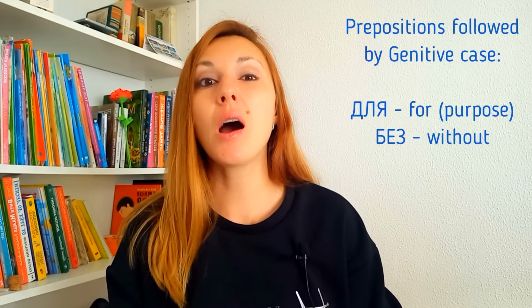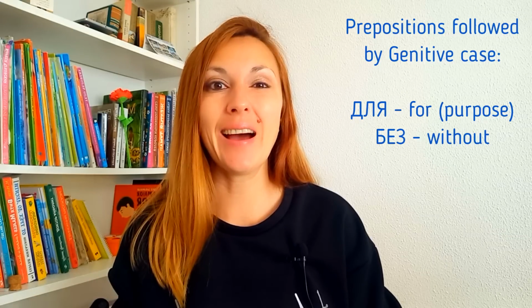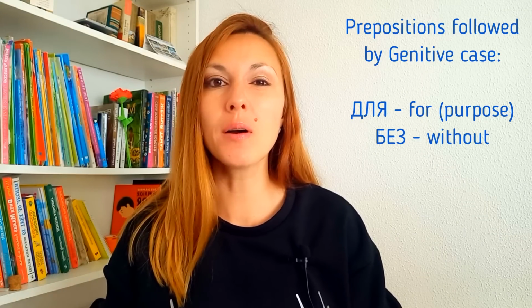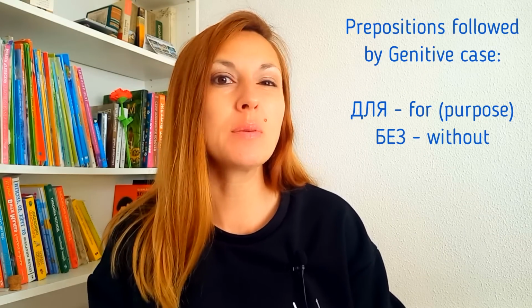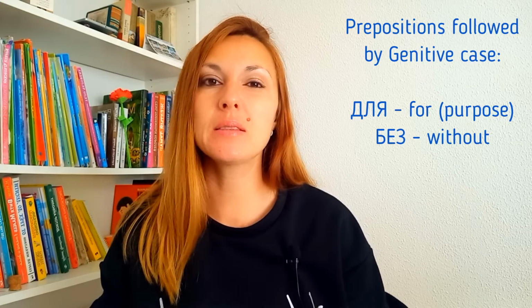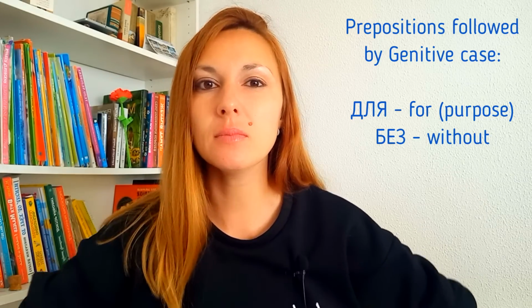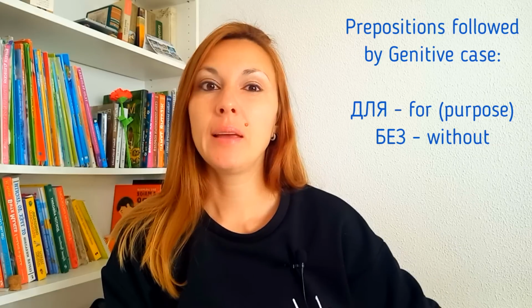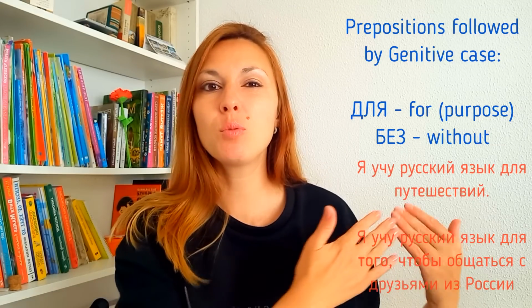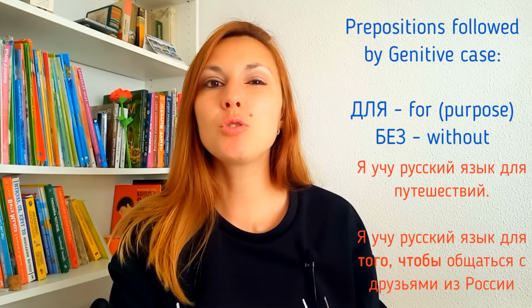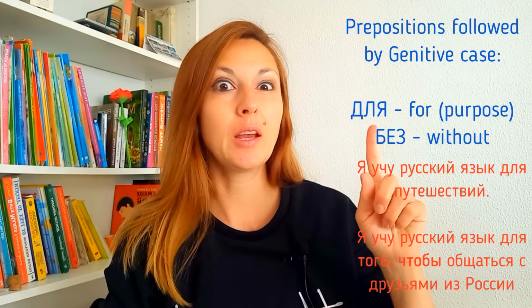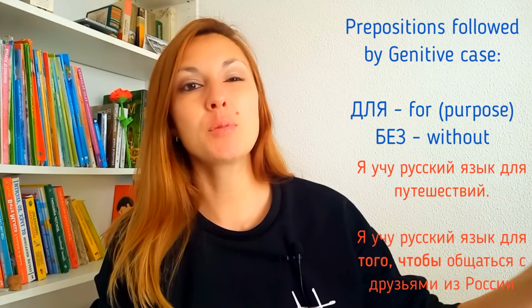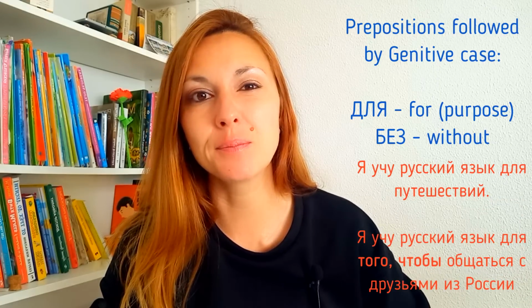So we already know 3 prepositions, от, до, из, and 2 more very necessary, extremely necessary prepositions here with genitive case are prepositions для, that means for, and preposition без, that means without. Some of the examples. Я учу русский язык для путешествий. Я учу русский язык, be careful, для того, чтобы общаться с друзьями из России.